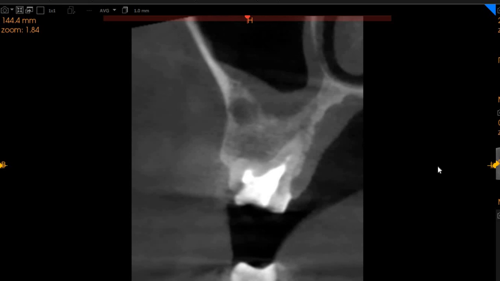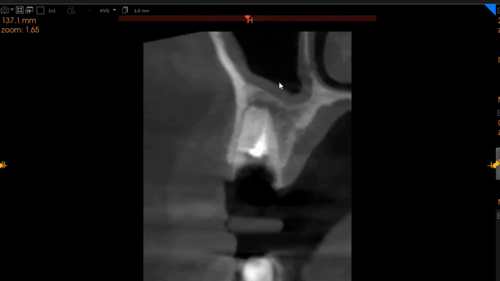Moving to the upper left 5. As you can clearly see, PTR with an endodontically treated tooth. The buccal canal has been missed.